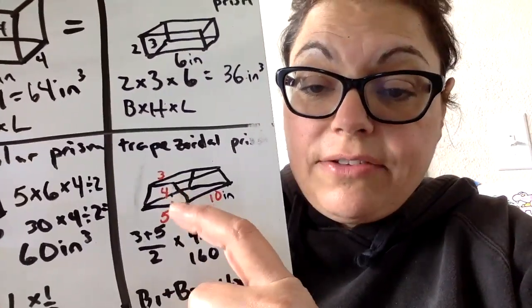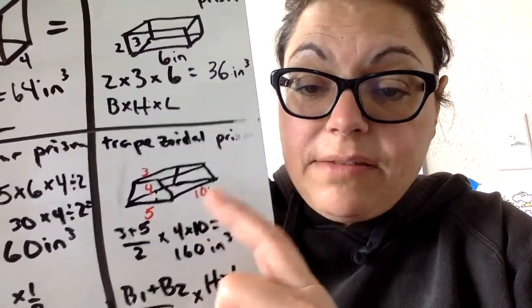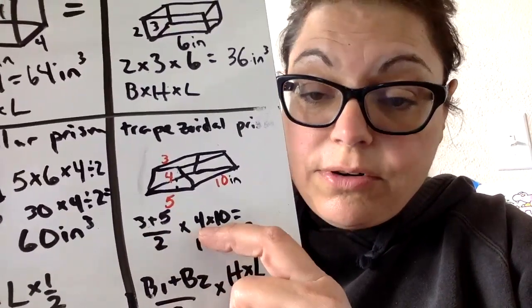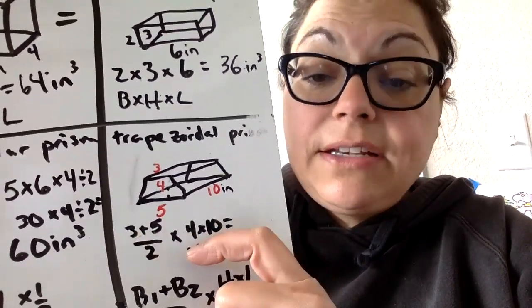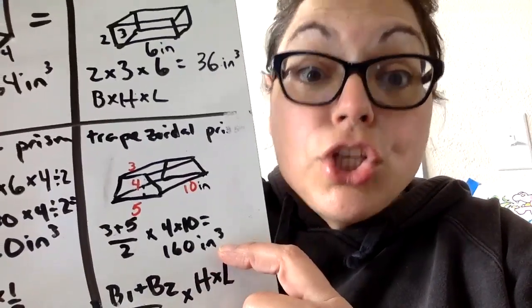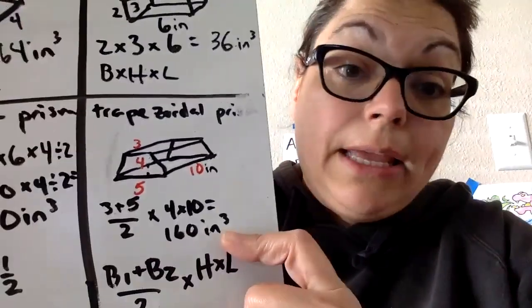Then I have my height is 4, and then my length is 10. So it would be 4 times 4 times 10, so 16. So 16 times 10 is 160 inches cubed. Remember, cubed. Label, label, label.